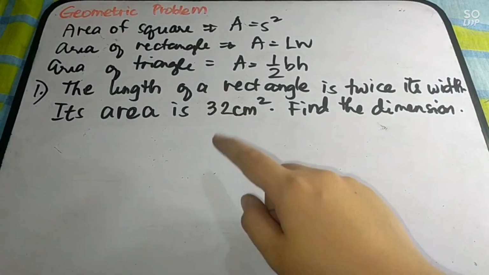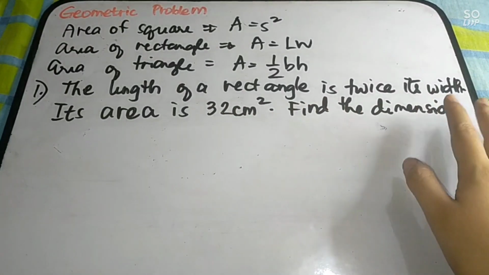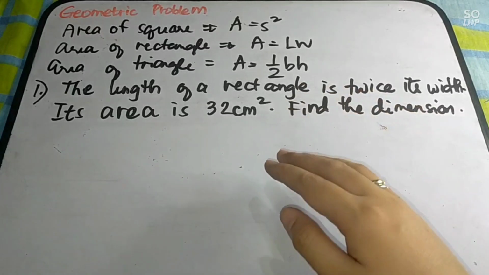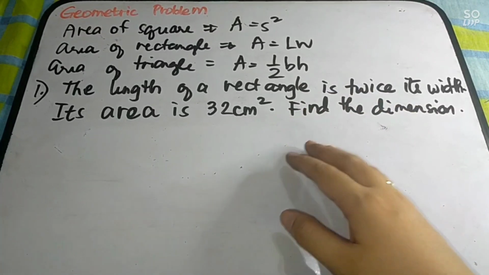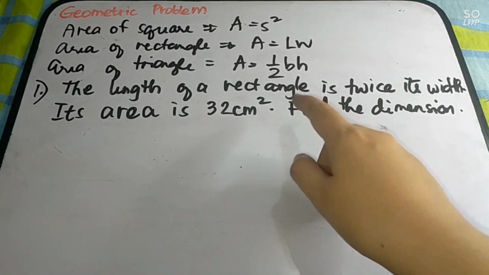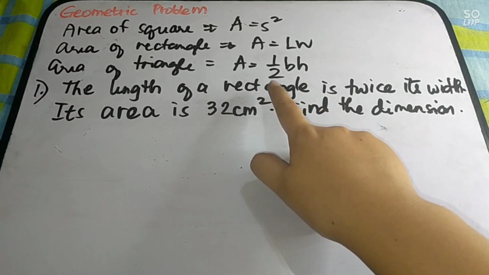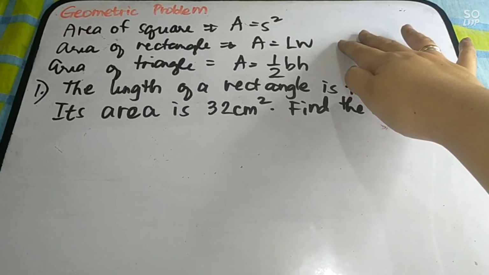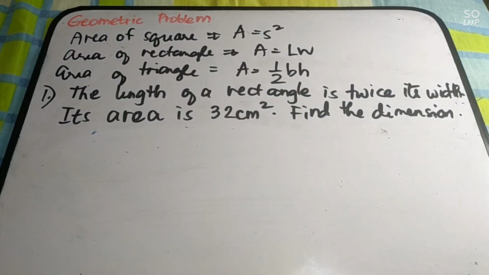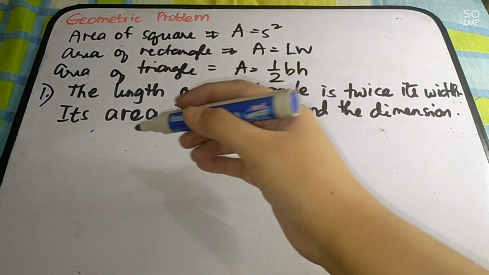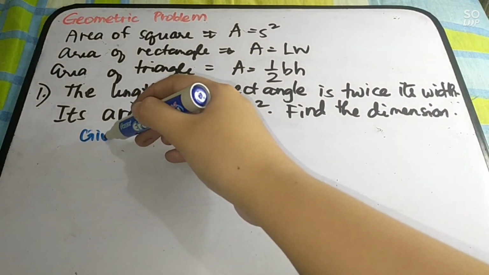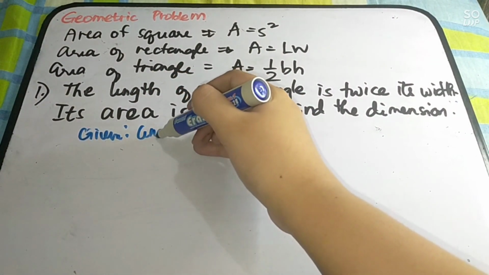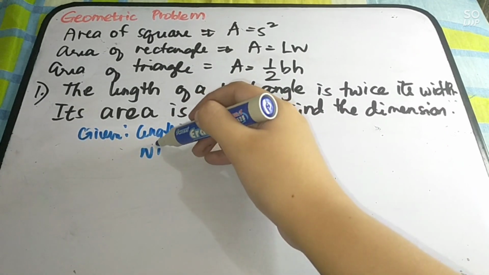Number 1. The length of a rectangle is twice its width. Its area is 32 centimeters squared. Find the dimension. Since rectangle ang ating kinukuha, therefore, ang gagamitin natin ay A equals to length times the width. Let us represent your length and width first. Your given length, and then we have the width.